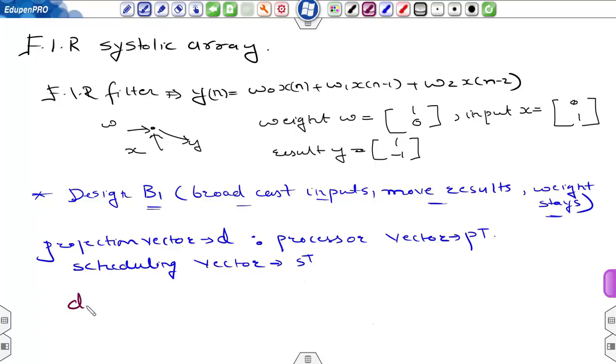So this will be clear after we derive this design. Let the projection vector d be chosen as [1 0]. Then the processor space vector should be orthogonal to this projection vector. So one of the possible values is [0 1], and the scheduling vector can be [1 0]. S transpose d should not be equal to 0, and it is pretty clear that S transpose d will be equal to 1.